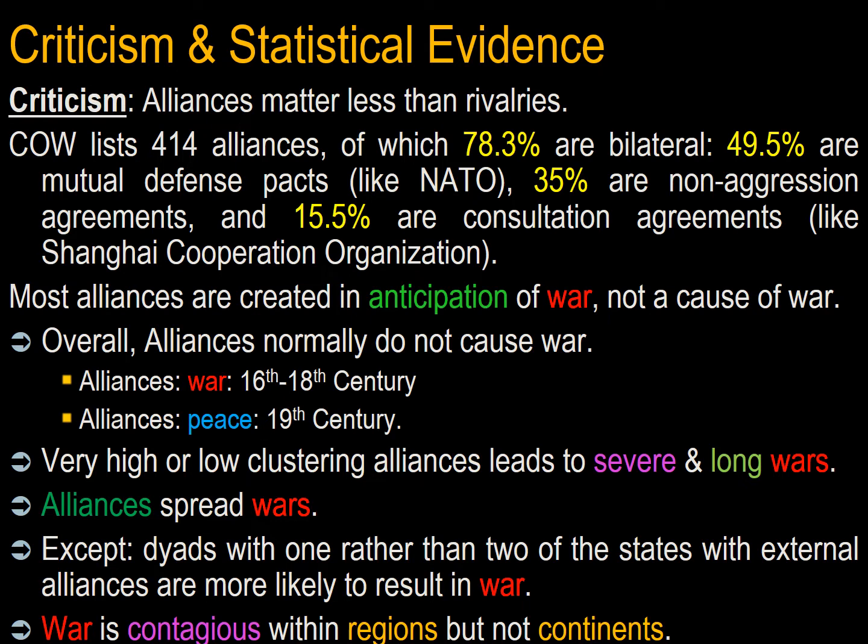However, very high or low clustering of states into alliances leads to more severe and lengthy conflicts. If every country in the world joins one or the other alliances, it means that they're anticipating a war. As well, alliances do increase the size of wars through chain ganging. And this is from the Correlates of War evidence from 1816 to 1965.